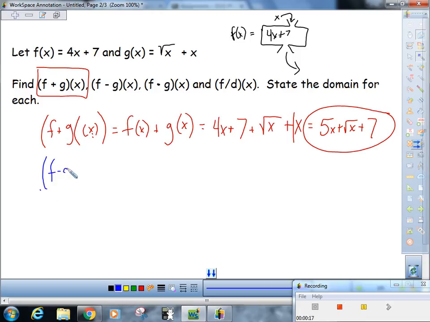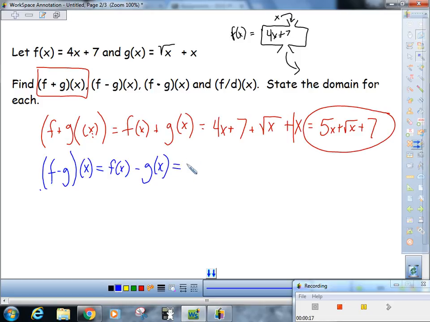f minus g of x. And when you're talking to your neighbors and helping each other, I really do recommend that you say that word, because I think some people might think this is like f minus g times x, because it looks like f minus g times x, but it's not. It's the f function in terms of x minus the g function in terms of x.